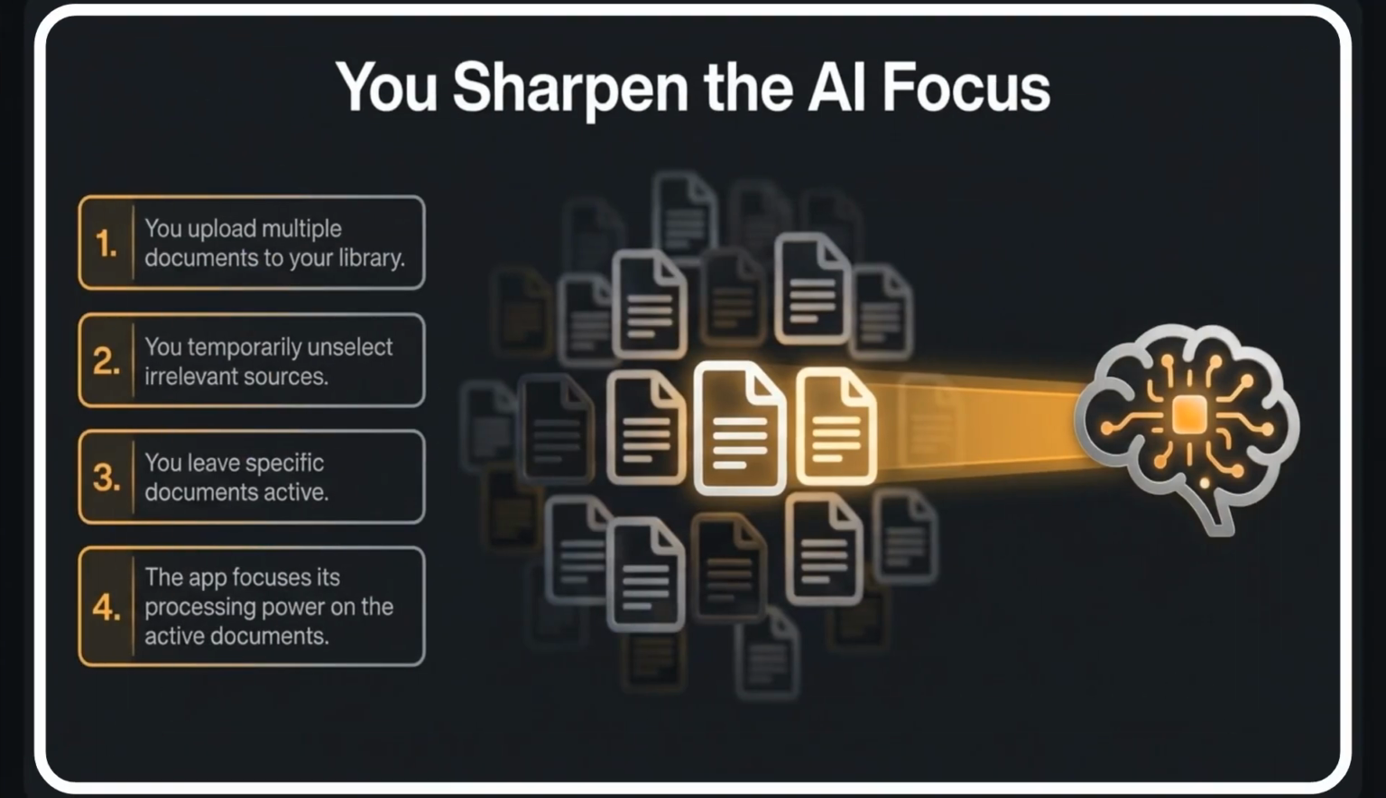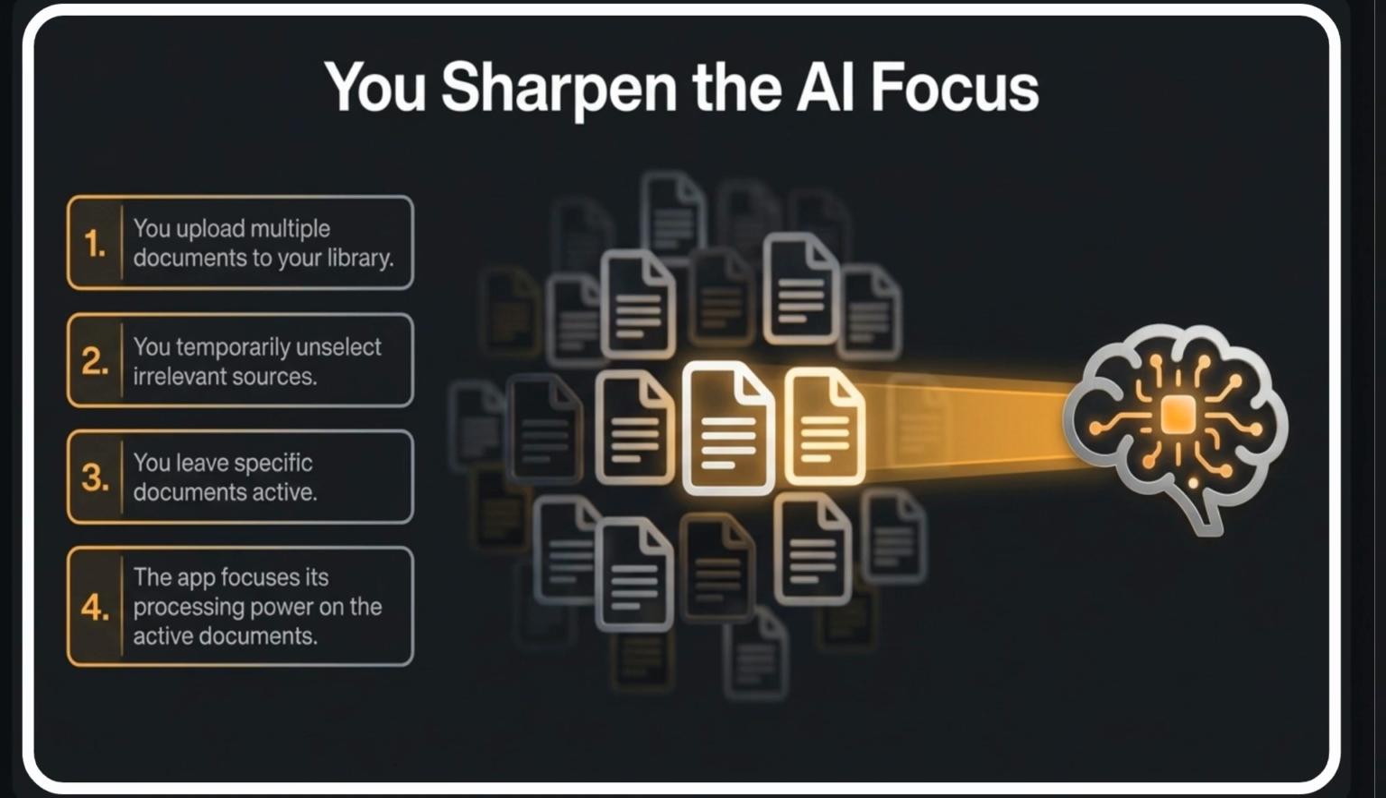Sharpen the AI's focus by uploading multiple documents. Temporarily unselect irrelevant sources, leaving specific documents active. The app will then focus its processing power on the active documents.